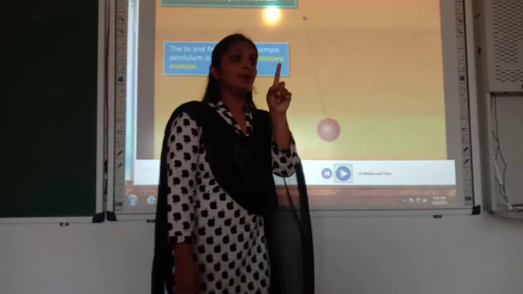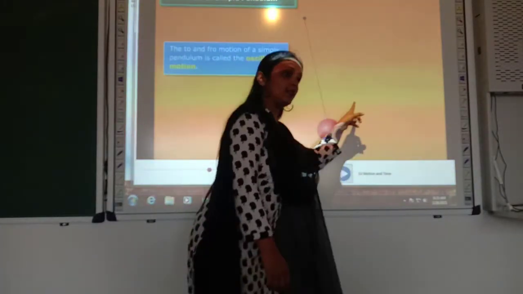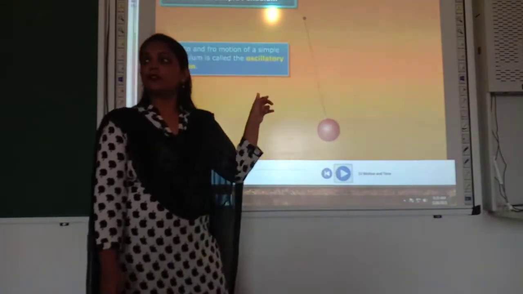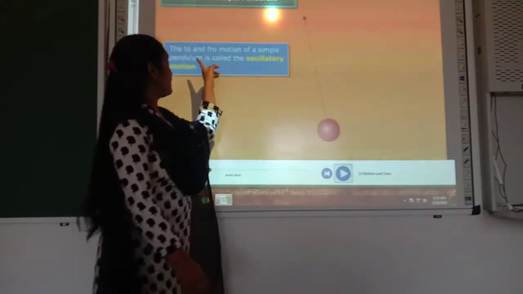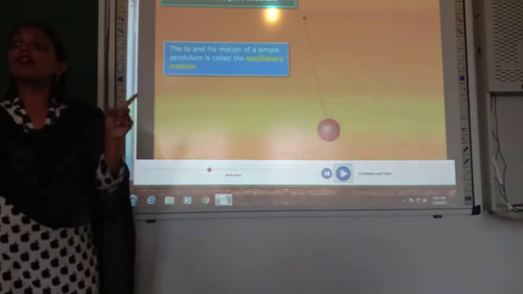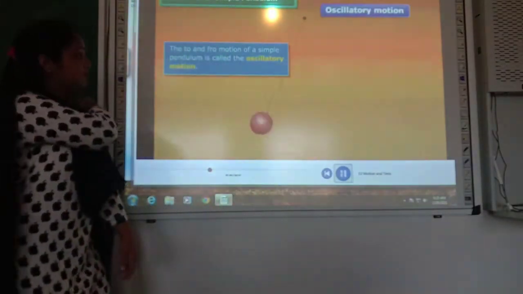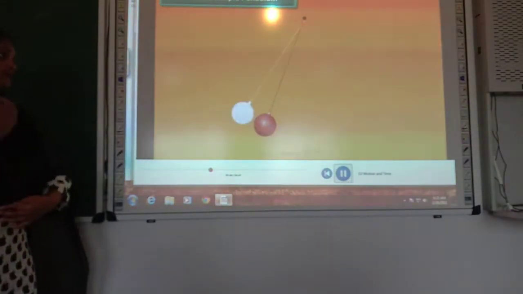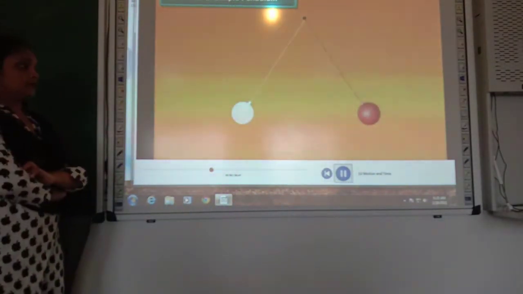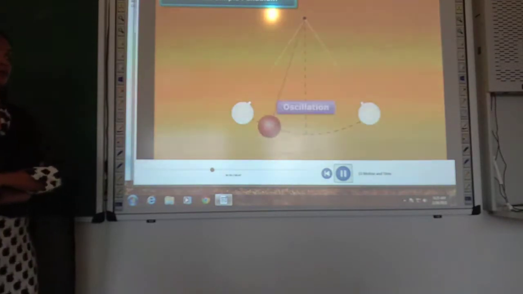One oscillation is completed when it goes from one place to another, then comes back to that place. It is called one oscillation. And this motion, to and fro motion, is called oscillatory motion. One full to and fro motion of the pendulum is called an oscillation.